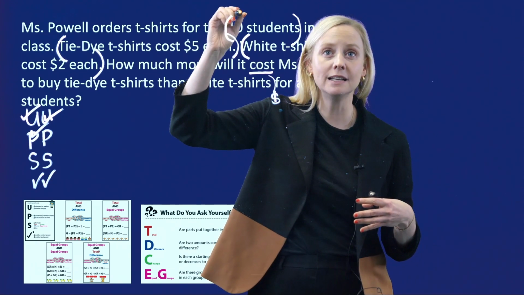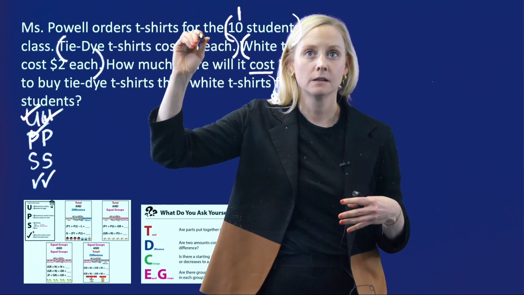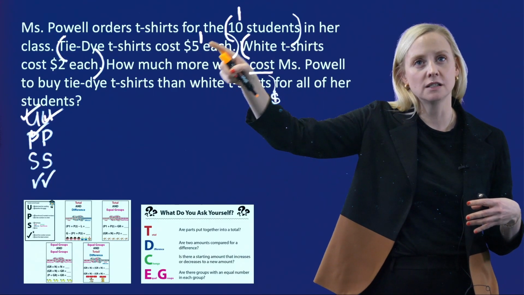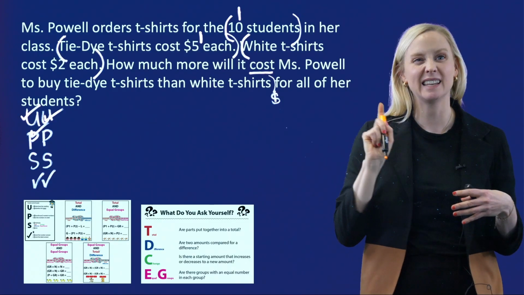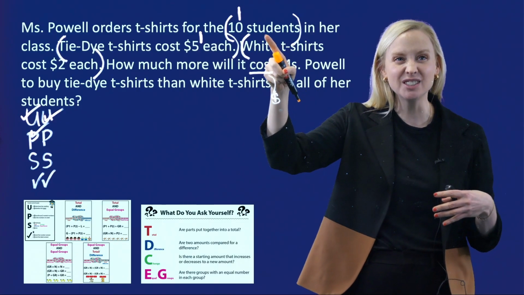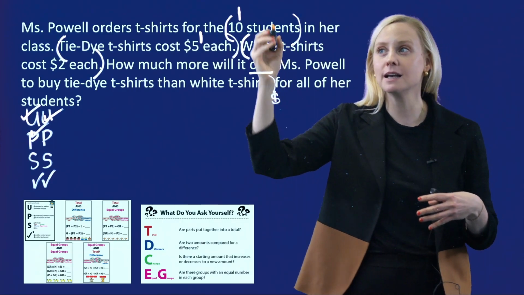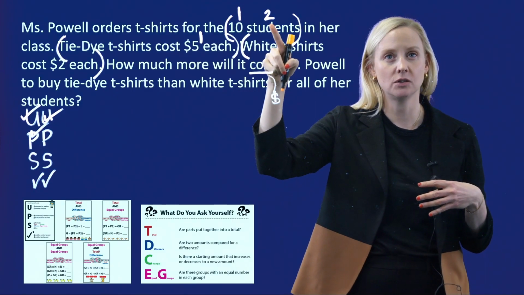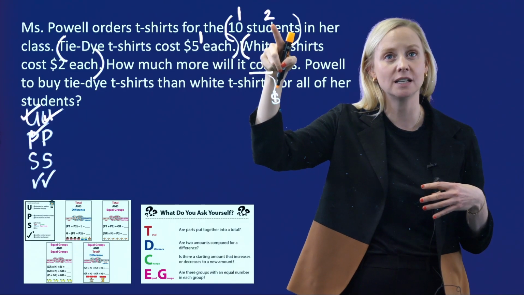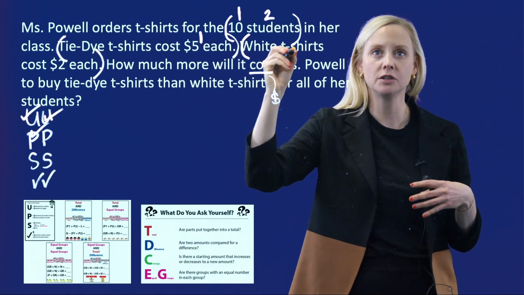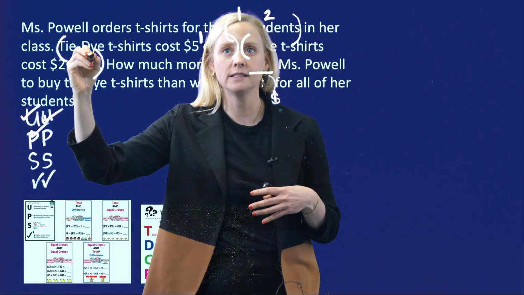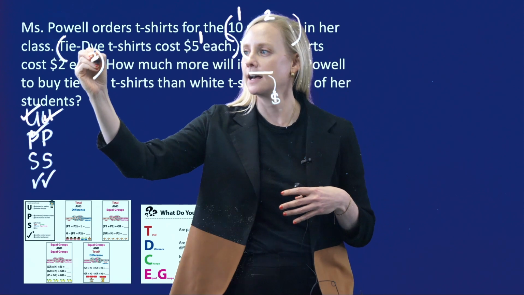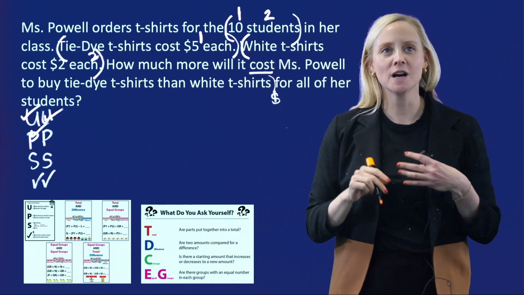So here I'm going to need 10 students and the tie-dye t-shirts, because I need to know the cost of the tie-dye t-shirts for the 10 students. But guess what? I also need the 10 students a second time, because I need to figure out how much the white t-shirts will cost for 10 students. So I'm actually going to put a 2 above 10 students, and then I'm going to put a 2 above this white t-shirts, and that's going to be a clue that I need that. Kind of looks like a 2 for my second step.